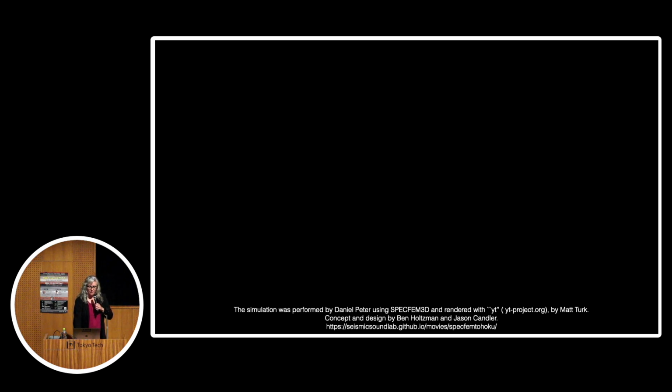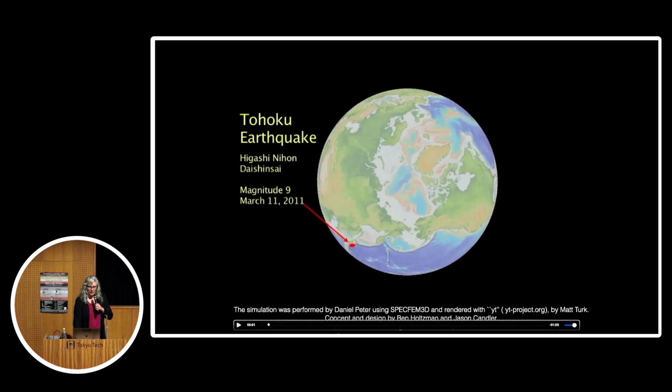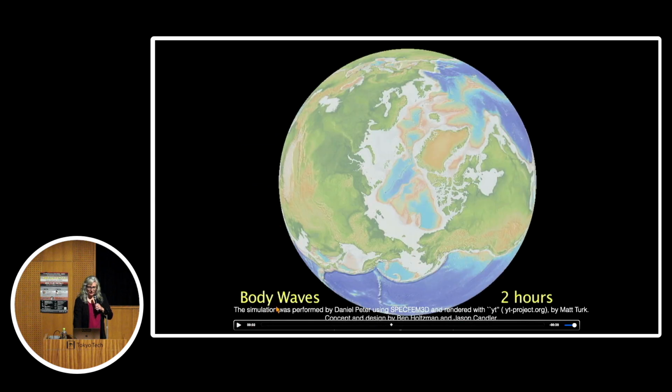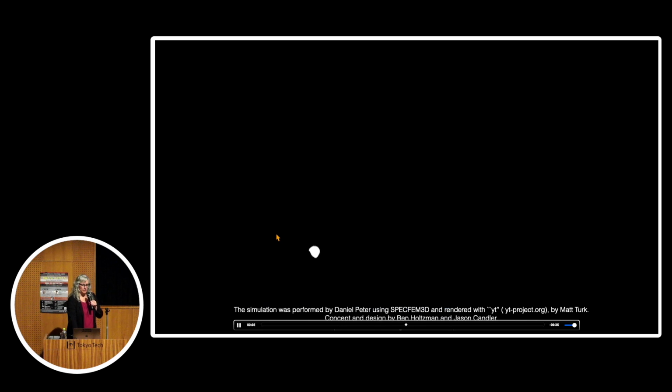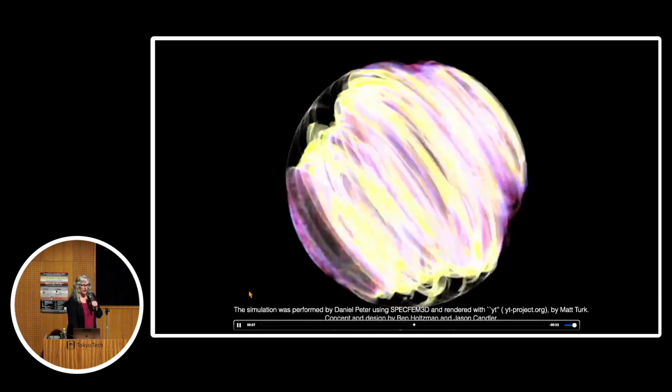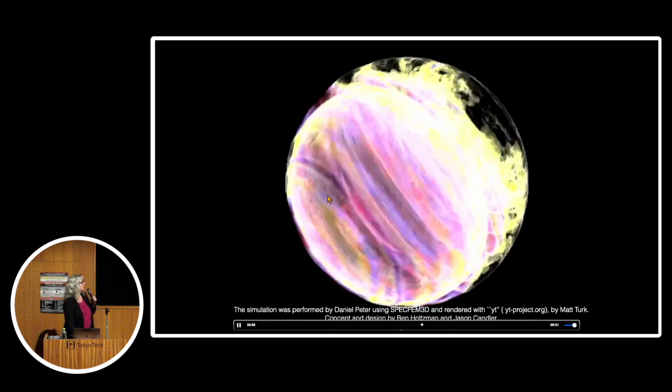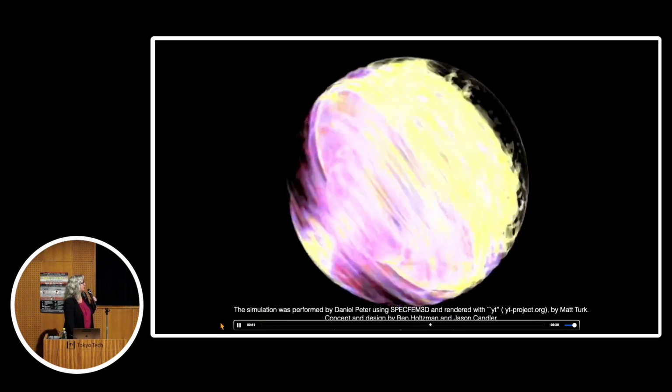And this movie is a simulation of how earthquakes travel through the planet. I really like this animation because it's based on calculations of how the Earth moves in these very imperceptible ways to us, but in the ways that seismometers can detect. After the Great East Japan earthquake in 2011, this is a computer simulation of the seismic waves, these body waves, the P and S waves that were traveling through the planet.